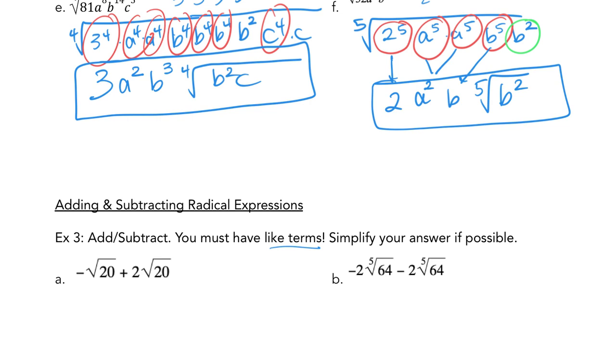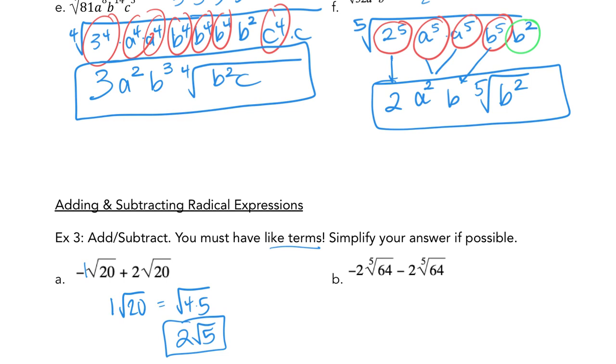So for this first one, I have a negative in front of this root. This means a negative 1. And so if I have negative 1 root 20 plus 2 root 20, that's just 1 root 20. And then I need to ask myself, is there a perfect square that's a factor of 20? And the answer is yes. And so my final answer here is going to be 2 root 5. You could simplify first and then combine, but I find it easier to combine first and then simplify.